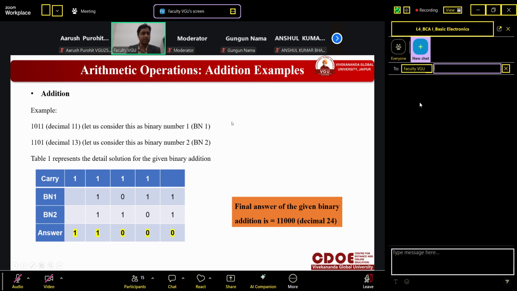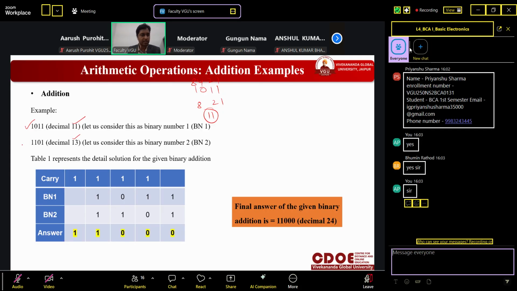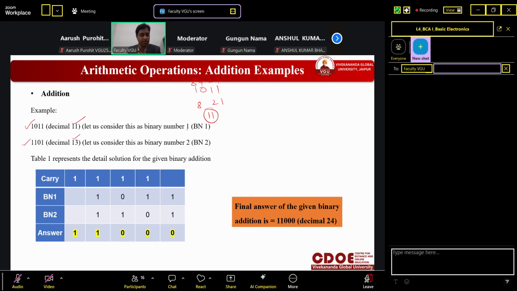So here there are two numbers. Any two numbers are given, right? So this is 11. How can we say it is 11? We will write 8, 4, 2, 1. So this is 2 plus 1 plus 8. So it will be 11, right? And this is 13. So you have to add these two numbers, right? So you can see here, this is binary number 1, this is binary number 2. Okay.